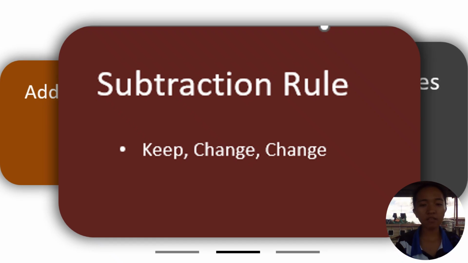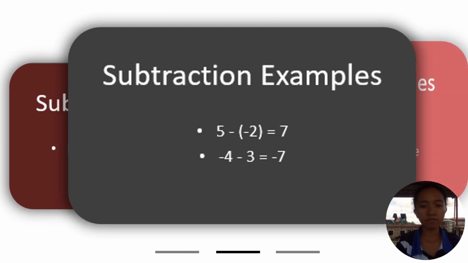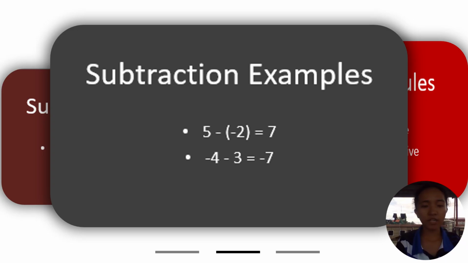The second operation is subtraction. Here is the rule in subtraction. First, we keep the minuend, and we change the sign of the subtrahend. Here are the examples in operating subtraction. First is 5 minus negative 2 is equal to 7. Negative 4 minus 3 is equal to negative 7.